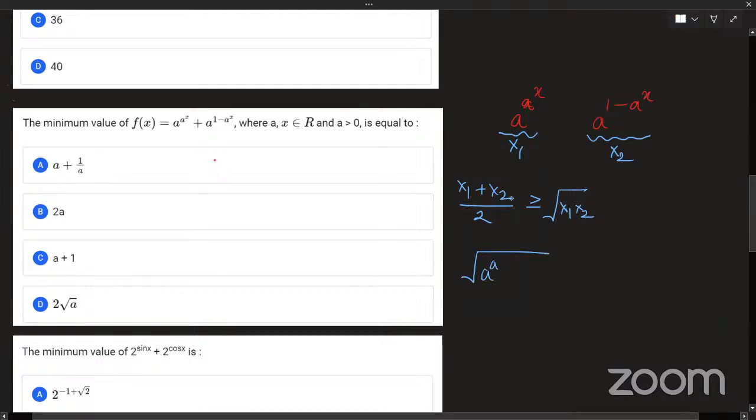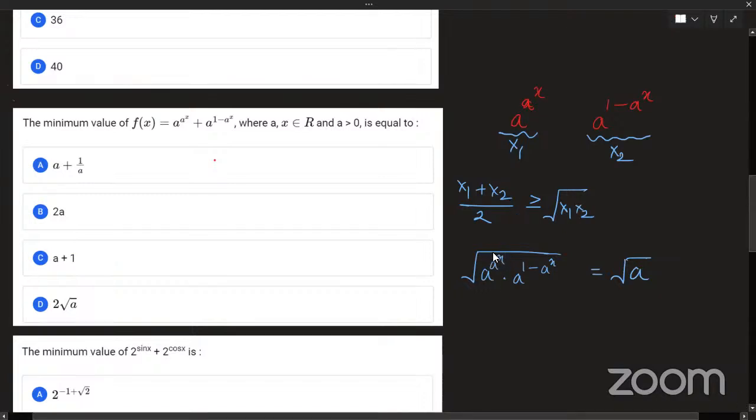So it is a raised to x multiplied by a raised to 1 minus a raised to x. Can you tell me what is the value of this thing? Think. It is square root of a.